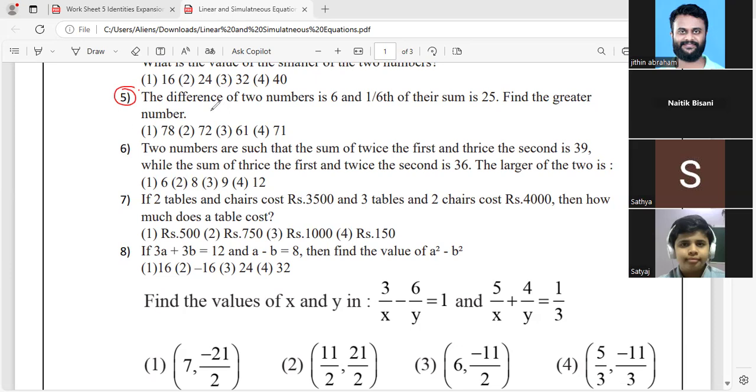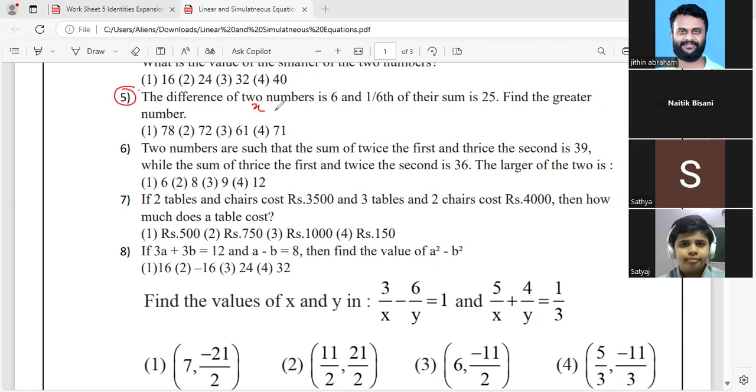So going towards the fifth problem, the difference of two numbers is 6 and 1/6 of their sum is 25. Okay, so there are two numbers. So the sum is 115.